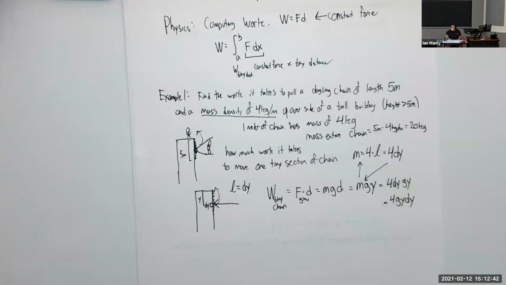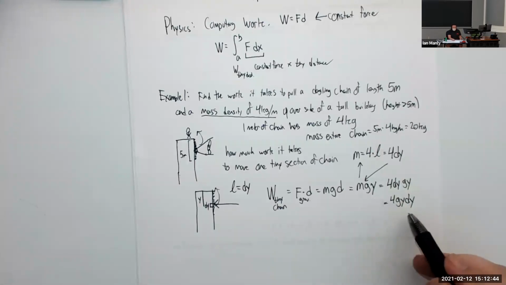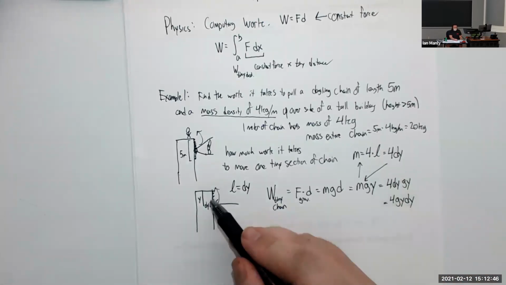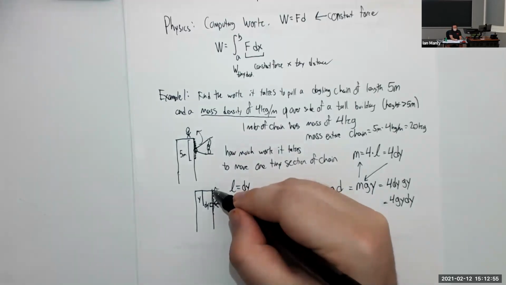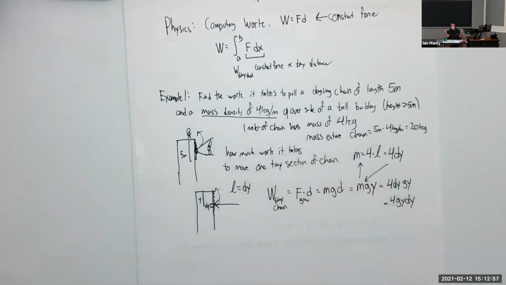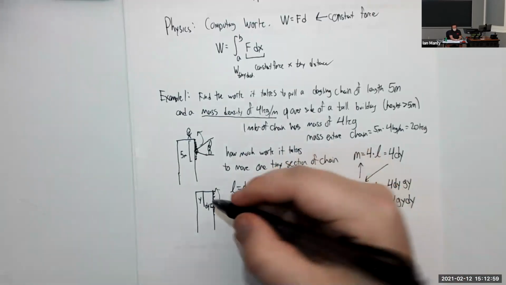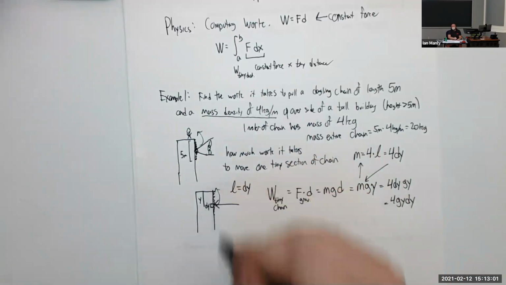And let's think about this. This actually kind of makes sense, right? Because the further down the chain is, the more effort we need to expend to bring that piece of the chain up. For example, a chain at the very top is going to be really easy. Just kind of yoink it up and you're done. But something further down, you're going to need to lift it all the way up here. So you're going to expend more effort doing that piece of the chain.